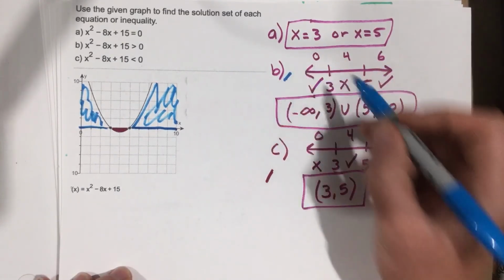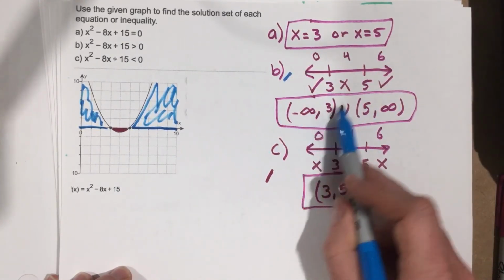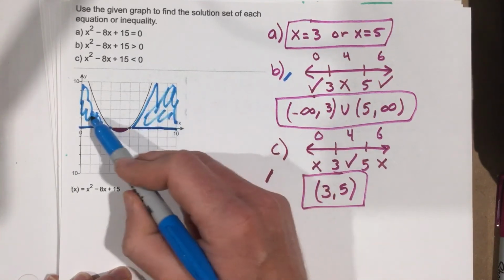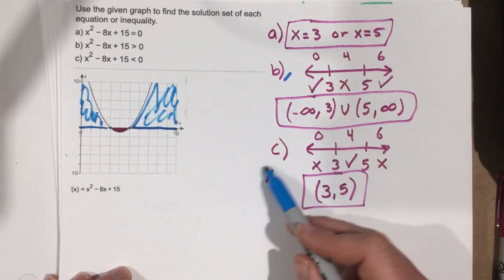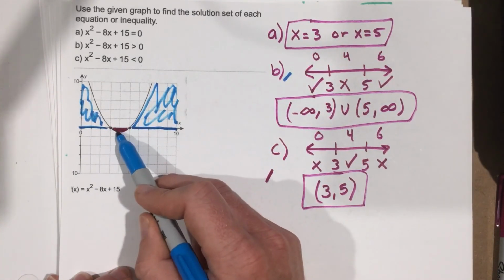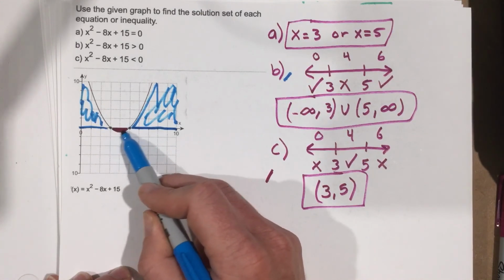The blue represents our solutions that are outside of 3 and 5, right? And the purple represents the solutions that are below the x-axis, in between the function and the x-axis.